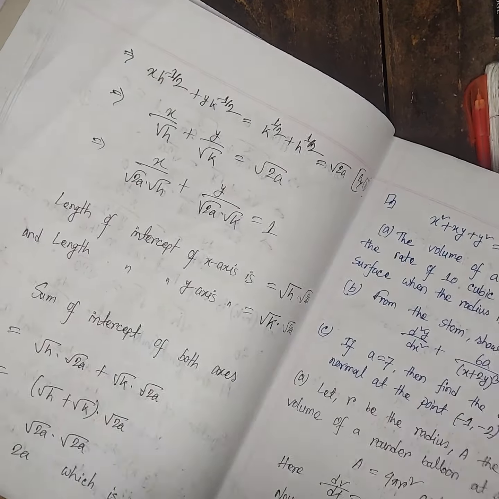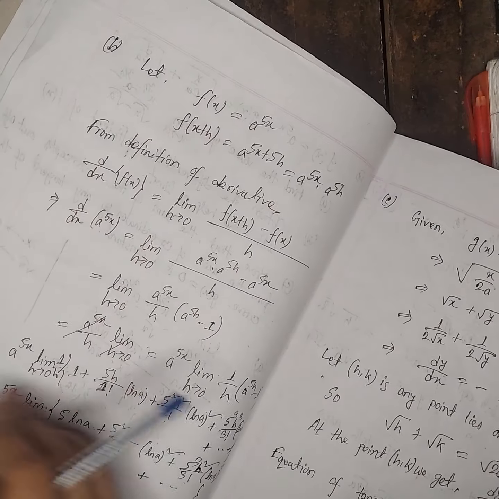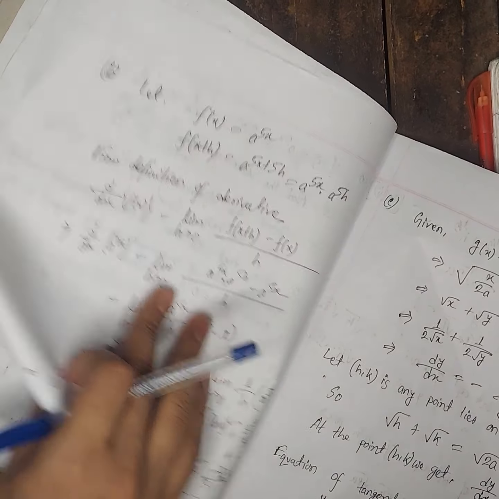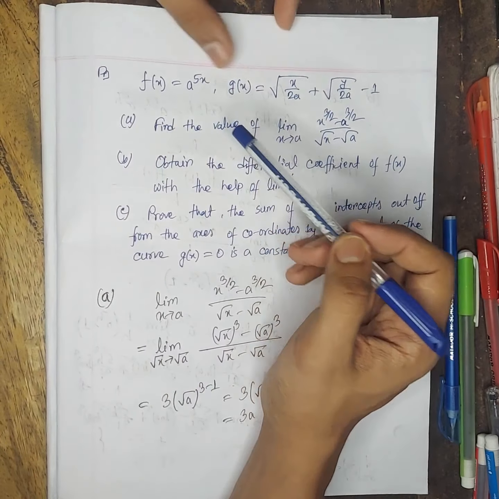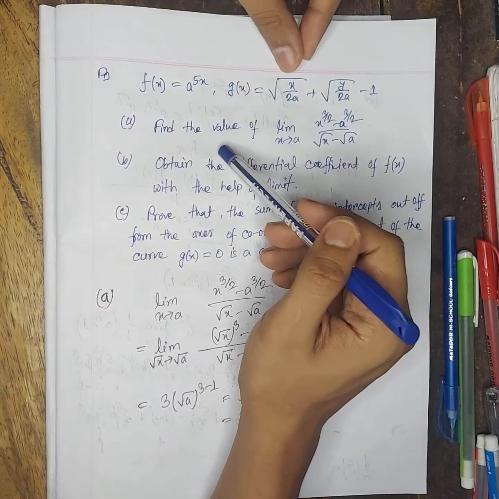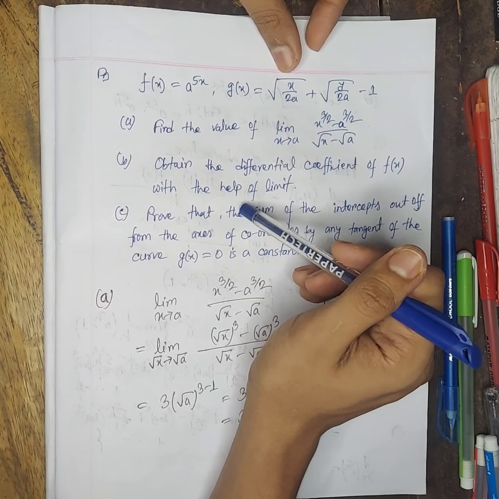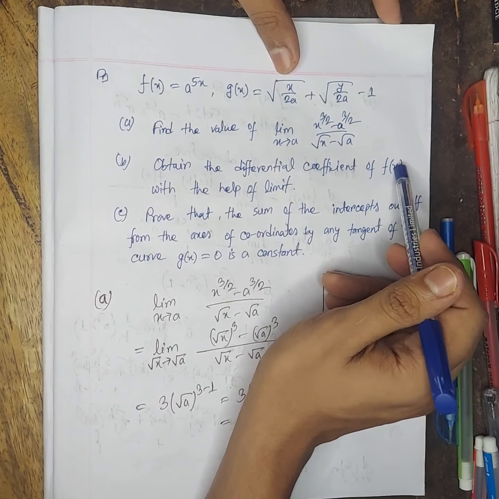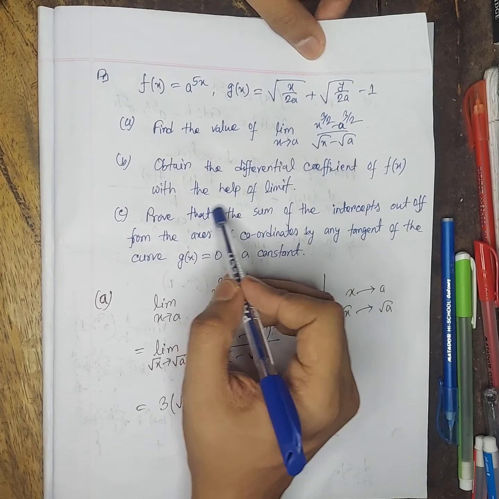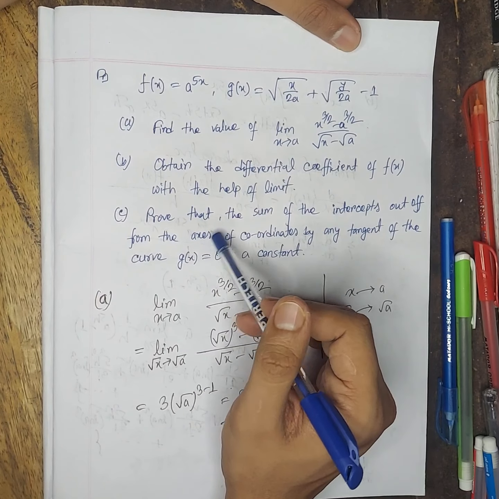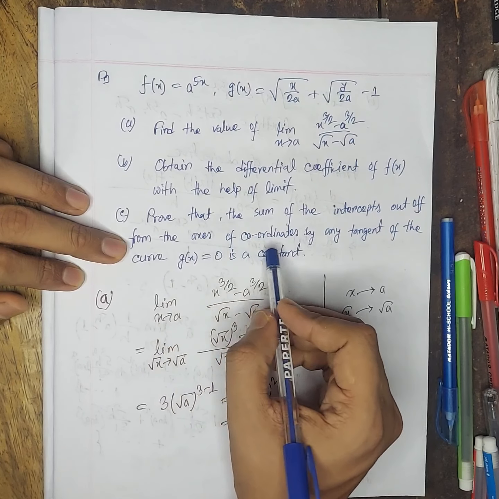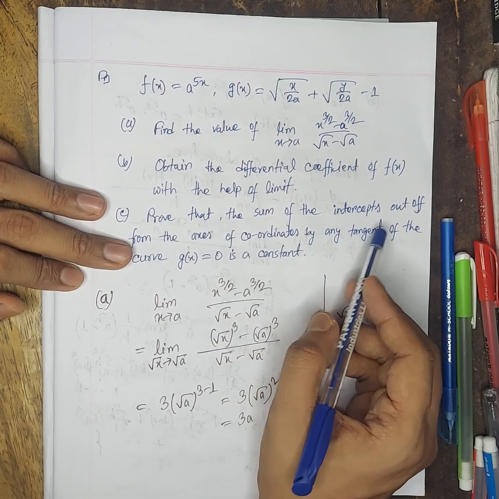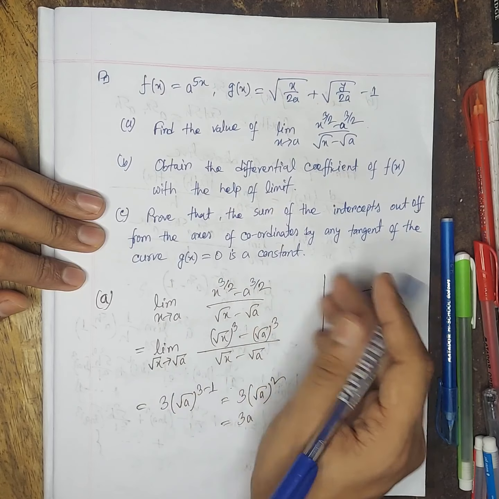Now going for our second problem. We are given two functions. First we have to find the value of this, then we have to obtain the differential coefficient of function f of x with the help of limit. Also we have to prove that the sum of intercepts cut off from the axes of coordinates by any tangent of the curve is a constant. We have to show this.